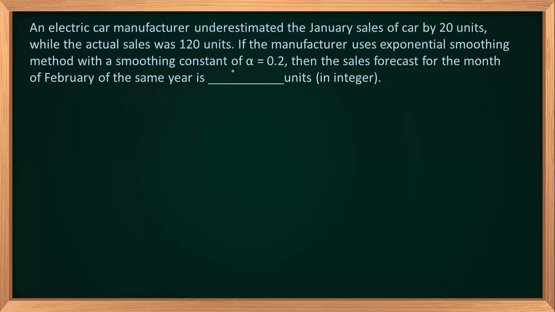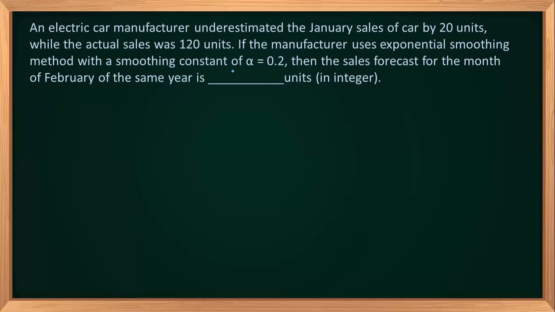Okay. Now, industrial engineering. An electrical car manufacturer underestimated the January sales of the car by 20 units, while the actual sales is 120 units. If the manufacturer uses the exponential smoothing method with smoothing constant alpha equal to 0.2, find the sales forecast for the month of February of the same year.